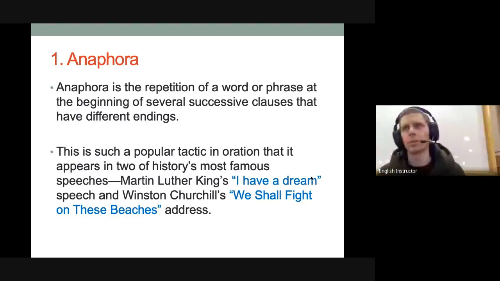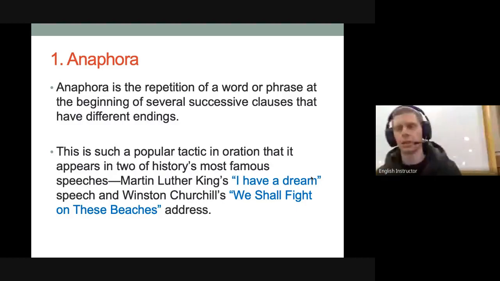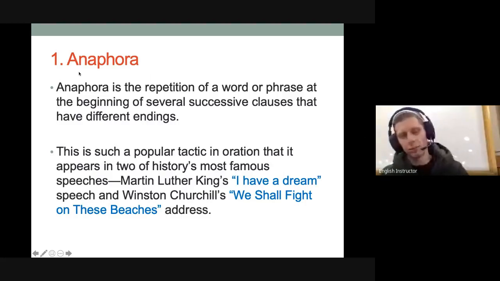that my sons and daughters will be able to meet with other people and do this. I have a dream about this. I have a dream about another thing. And so it's that repetition just over and over again of the beginning and then adding new ideas to it. That's anaphora.